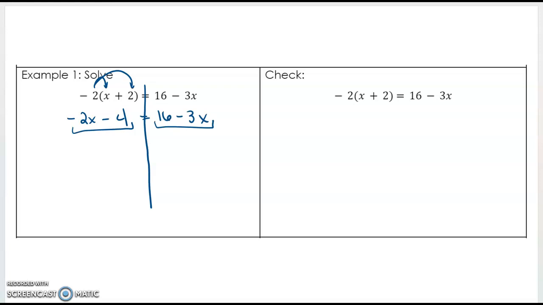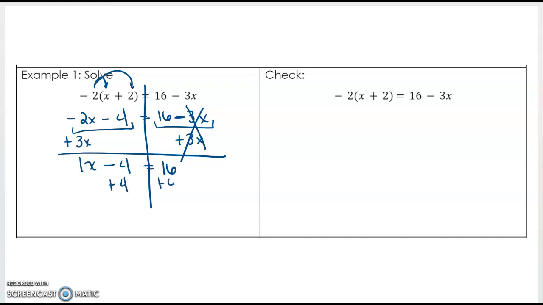So I'm ready for step 2, which is to combine the variables and the constants on opposite sides. We're going to use inverse operations to do that. So instead of subtracting 3x, we're going to add 3x to each side. The -3x and the +3x become 0. -2x plus 3x is 1x, and I'm going to bring down the -4 and the 16. Now I want to get the constants together, so I'm going to add 4 on each side. So x equals 20. Now we want to check that in our equation and see what happens.